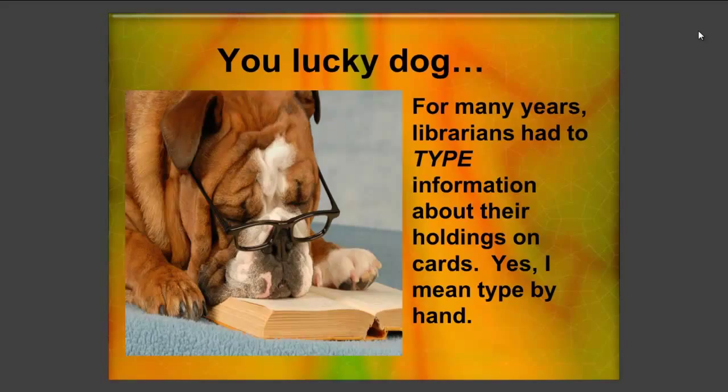First of all, I want to say you're a lucky dog. For many years, librarians had to actually type information by hand. We're so lucky in this day and age that we don't have to do that. We have library automation systems that will help us with our cataloging.